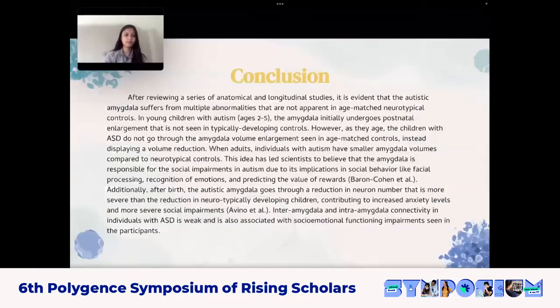After reviewing a series of anatomical and longitudinal studies, it can be concluded that the autistic amygdala suffers from multiple abnormalities that are not apparent in age-matched neurotypical controls, such as a reduction in neuron number contributing to increased anxiety levels, as well as weak connectivity associated with socio-emotional functioning impairments.